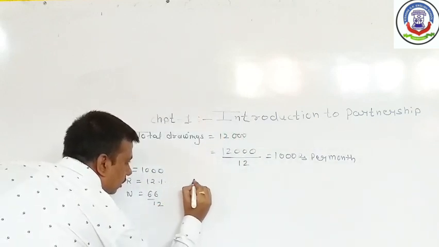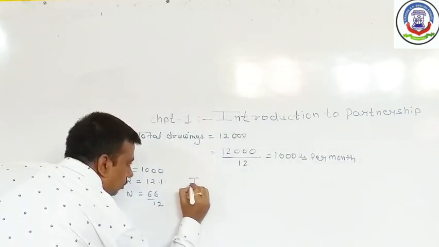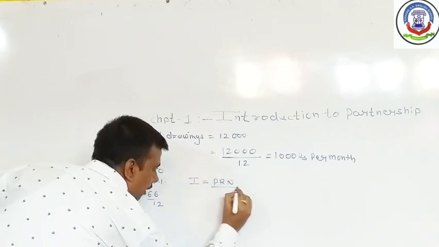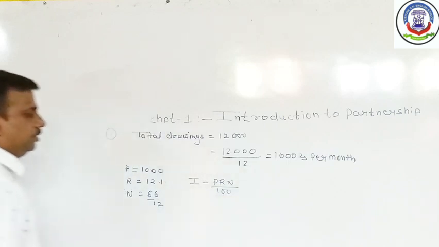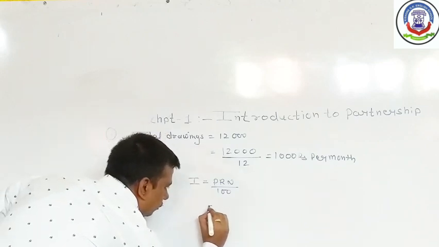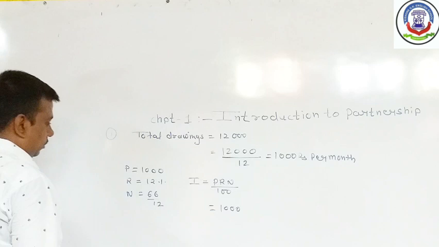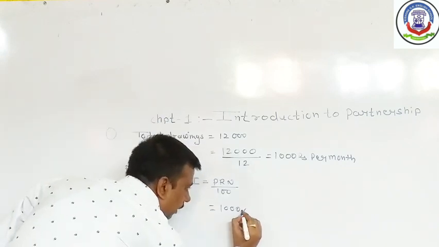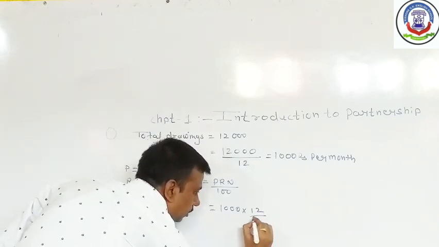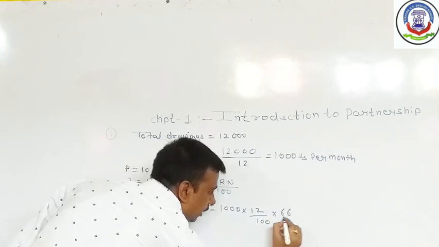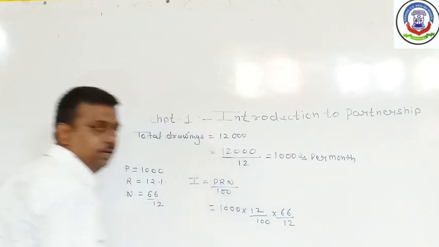Now interest I equals P R N upon 100. Interest equals principal amount multiplied by rate of interest multiplied by number of years, divided by 100. The principal amount is rupees 1,000, the rate of interest is 12%, meaning 12 upon 100, and n means 66 by 12.